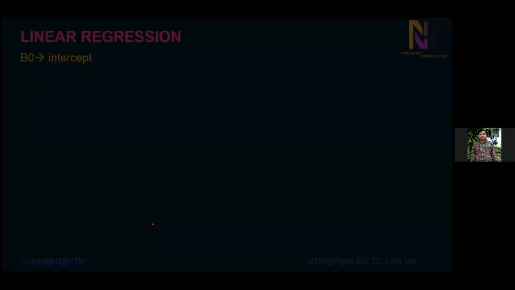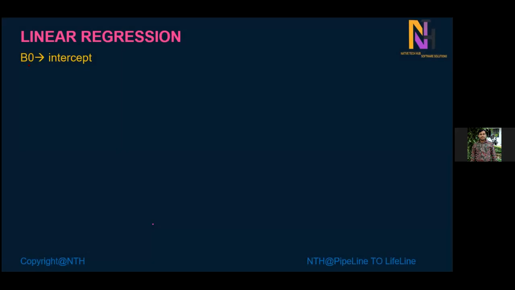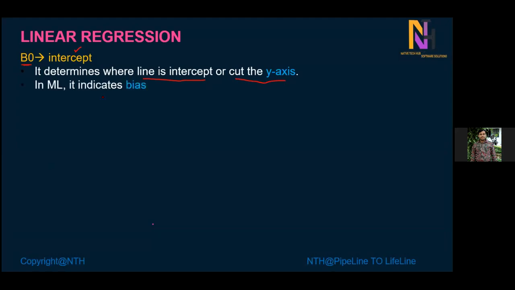So I told you that the B0 in the equation will be an intercept, which determines where a line intercepts or cuts the y-axis. It is useful for every computation of our relationship. Okay. In machine learning, B0 indicates bias, the error rate. Bias will be useful in order to calculate your prediction output called y. It is added for every prediction that we make for predicting a y value.